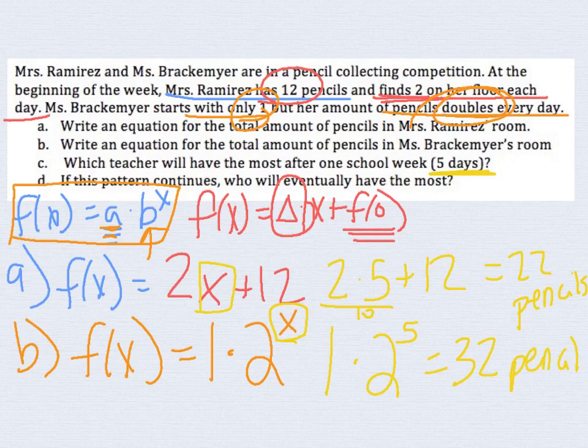This is part D. Part D says, if the pattern continues, who will eventually have the most? Well, Miss Brackemeyer is doubling every time, so her change is getting bigger and bigger each time. So Miss Brackemeyer is going to have the most pencils in the long run.